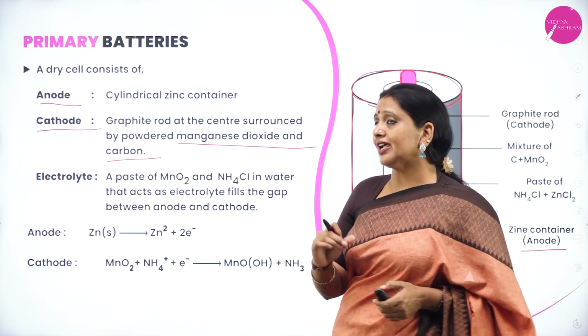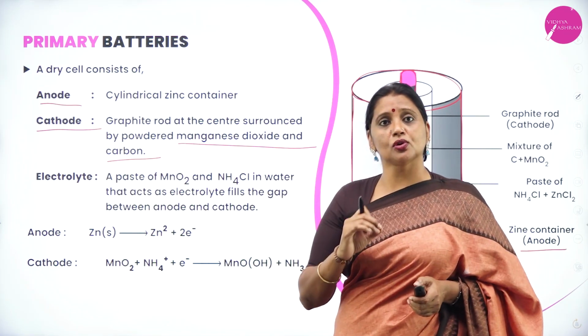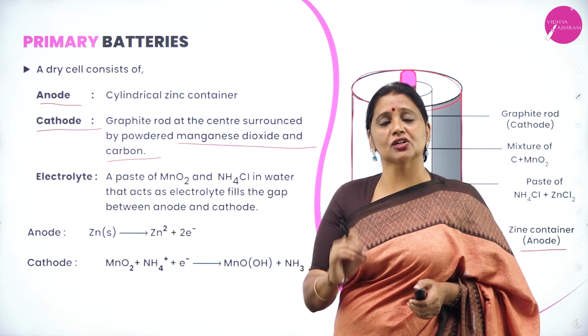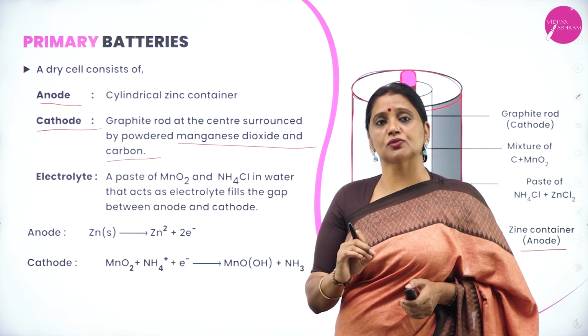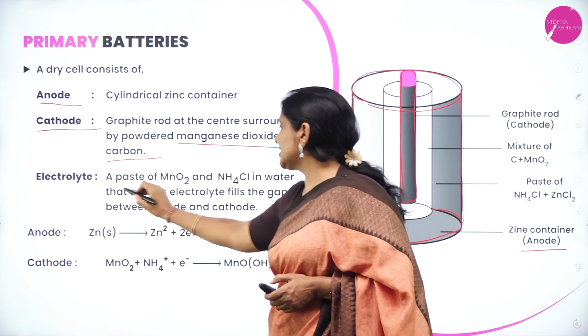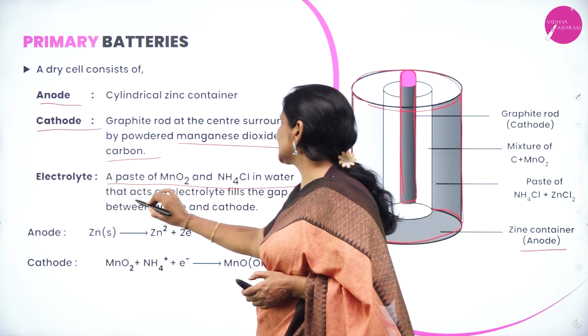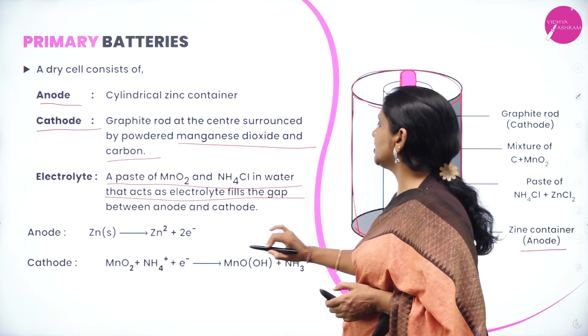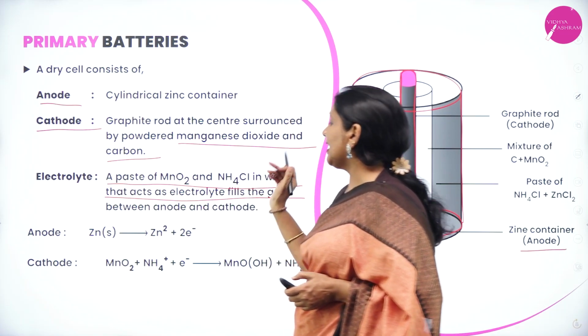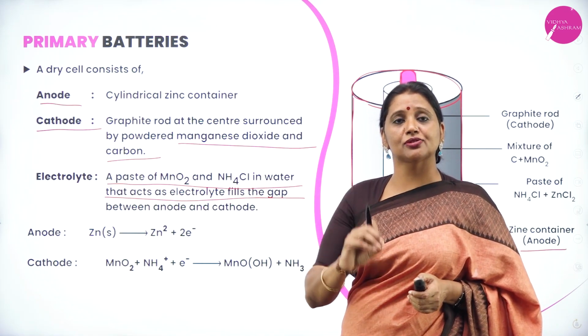The electrolyte is a paste of ammonium chloride and manganese dioxide. The electrolyte is a paste of ammonium chloride as well as what? Manganese dioxide. A paste of manganese dioxide and ammonium chloride in water acts as the electrolyte and fills the gap between the anode as well as what? Cathode.